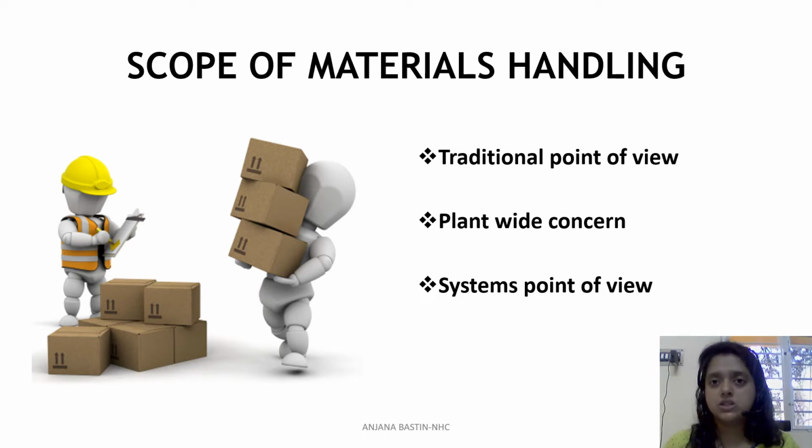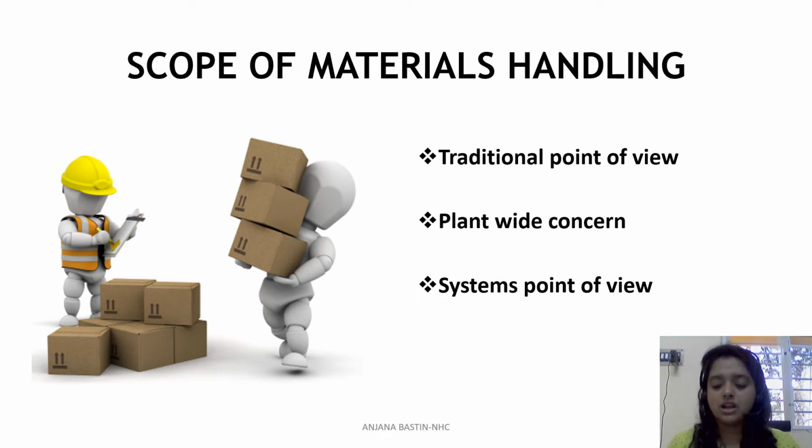Then plant-wide concern. Here we try to see how the materials are moving in and around the plant. Okay, so the second point gives you a broader perspective than the first one. The first one just said what is the best way to move materials from one point to another point. But in plant-wide concern, we are going to consider the entire factory plant. How is each material handling activity happening within the plant? Okay, in the plant you don't move only between 2 points, you move between innumerable places, right? So when you view it as an entire thing which happens in and around the plant, we call it plant-wide concern.